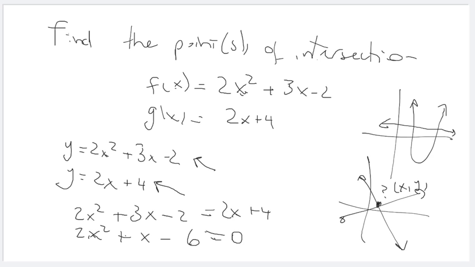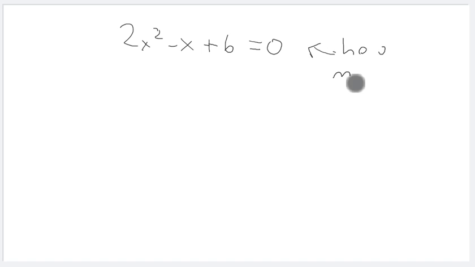And what can I do with this equation? This one is the one that I have to solve to get my points. I'm just going to go to the next page. So 2x squared minus x plus 6 equals 0. Before we find the point or points, how can we be sure that there will be points of intersection? And if there are, how do we know how many there are? The number of points of intersection will be the number of solutions to this quadratic equation. So how many solutions does this have?